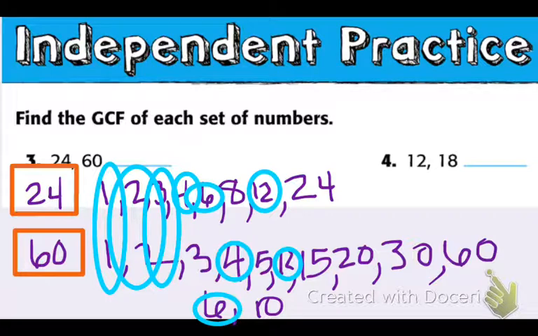So step 3, solve. What is the biggest one they share? Well, the biggest factor they both have is 12. I know it's reasonable because nothing else is bigger than 12 on both lists of factors. I can move on. It's reasonable.